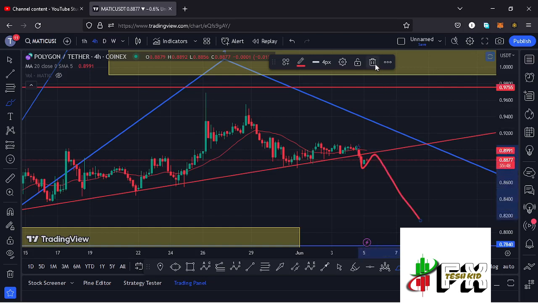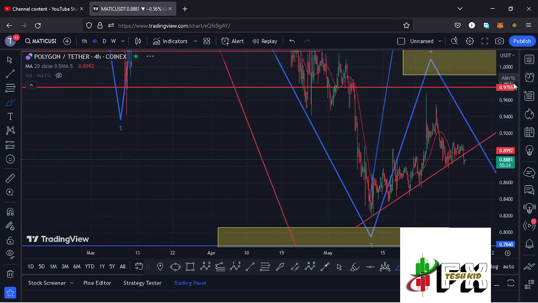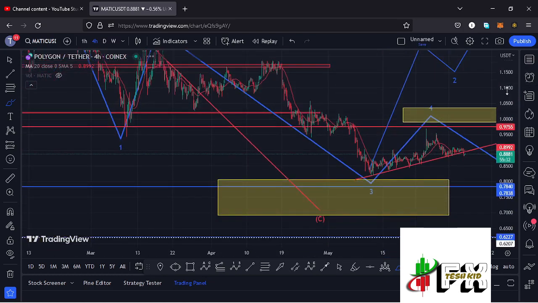But in case we are able to get above it, then there are high chances that we could continue seeing higher prices to our next key area of resistance at around the $0.9755 mark.